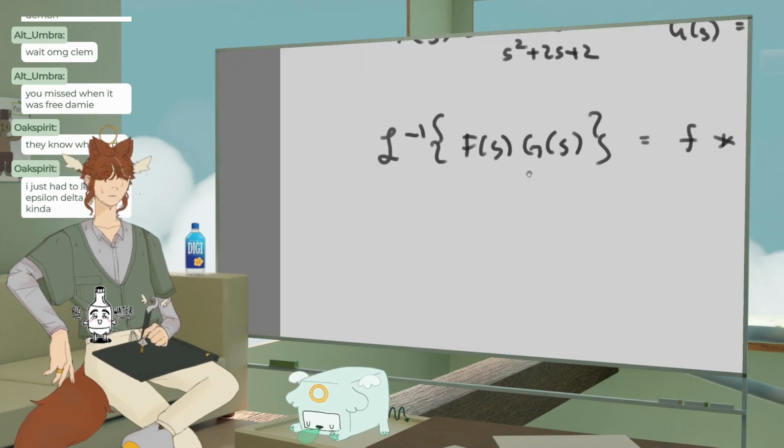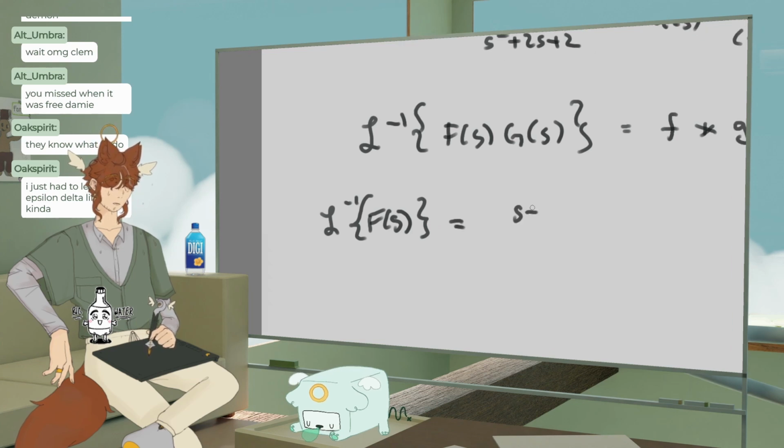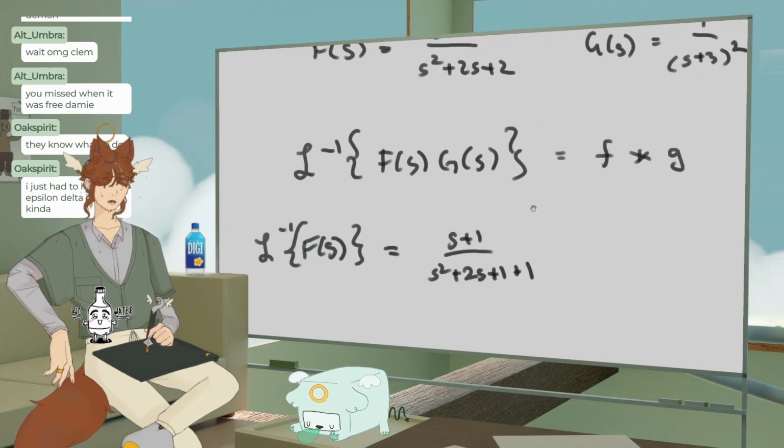Oh, I can do F of... Okay, so F of s equals... I guess I should do the inverse Laplace of that. That's going to be s plus 1 over s squared plus 2s plus 1 plus... Oh, plus 1! Oh, poggers, never mind. We're all good.